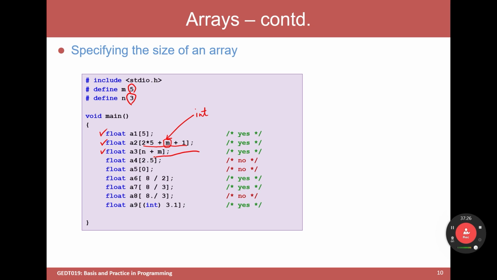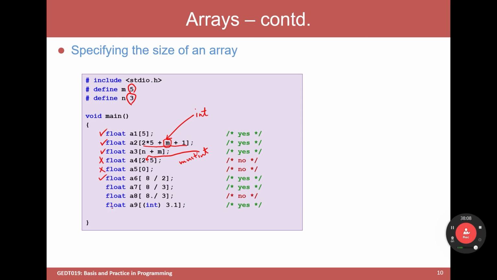Okay. So the number inside here must be an integer. Must be an integer. If you have a float, it will show an error. So this one is wrong. How about this one? No, you cannot have an array of 0 elements. Okay, so this one is also wrong. At least you have like 1 element or 2 elements or whatever. Okay, here, how about this one? This one will be 8. 8 is an integer. Divide by another integer. So integer divided by integer will be an integer. Integer divided by integer will be an integer. So this one will be 4 elements.